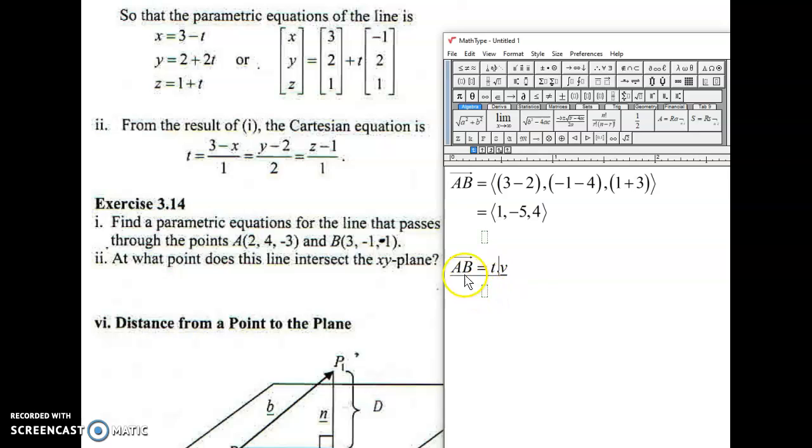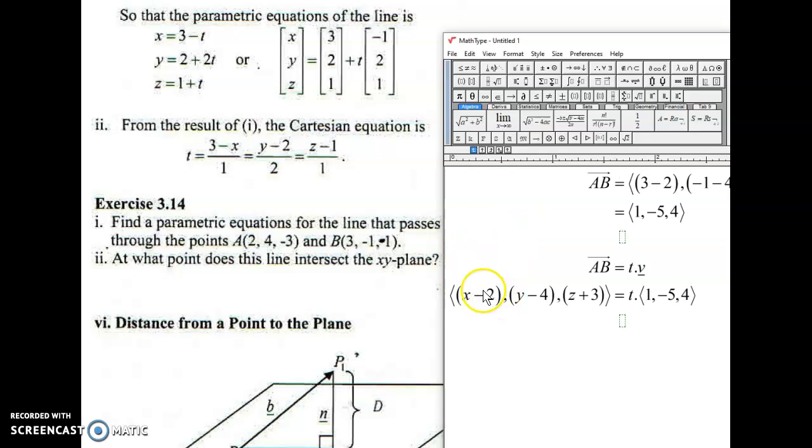So let's input this. Look at how I input this formula. Previously we know that AB is equal to this vector, so this has been established. In other words, V should also be in the same direction, meaning this V here should have the same vector, but might have a different length. This indicates the direction, and this will indicate the length. We still don't know what t is here. So this is how you input the vector part.